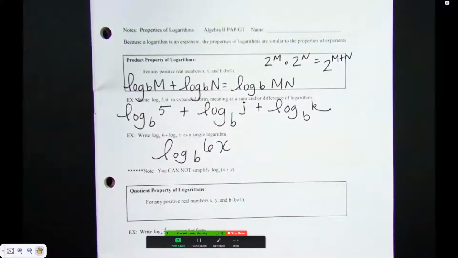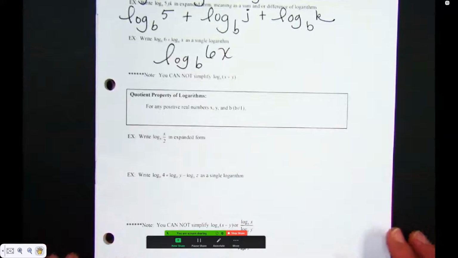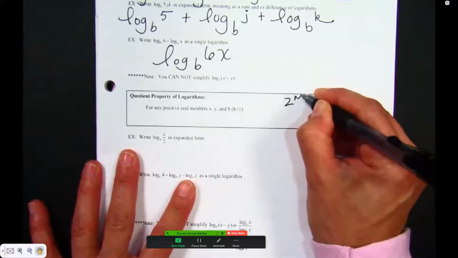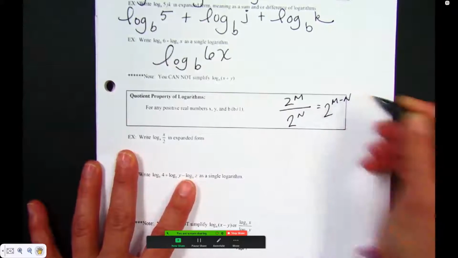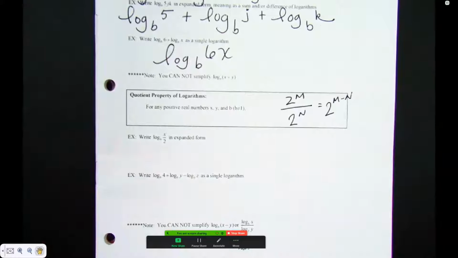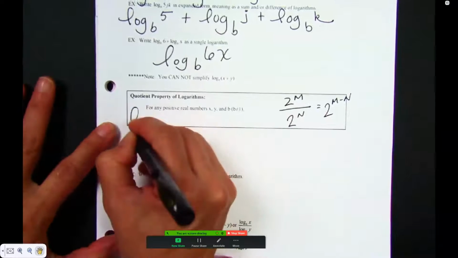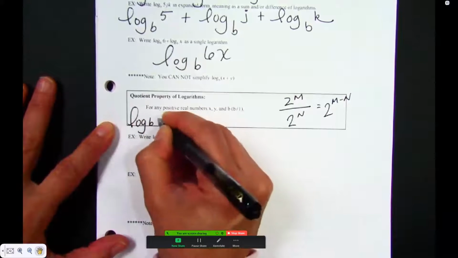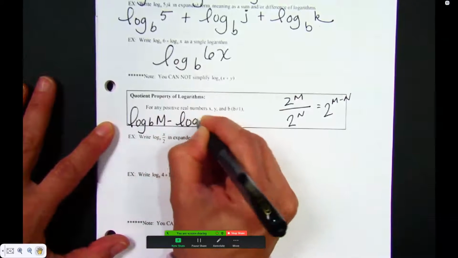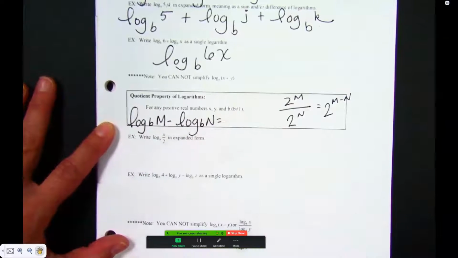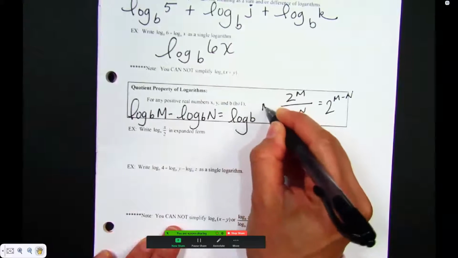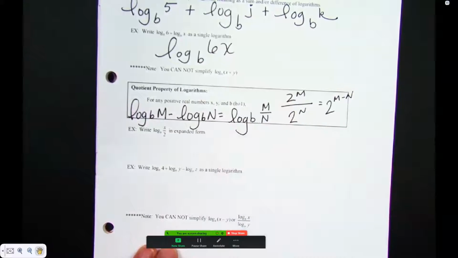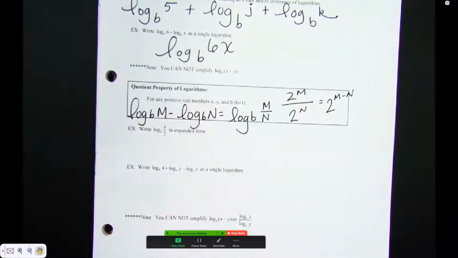Okay, now let's go ahead and talk about division. And you guys know that. If I had 2 to the m over 2 to the n, we would go ahead and subtract those exponents. Anything below a fraction bar is negative. That's going to be the same exact thing for a log. So if I have log base b of m minus log base b of n, that's going to be a fraction. So that's going to be log base b of m over n. Anything below a fraction bar is negative, y'all.